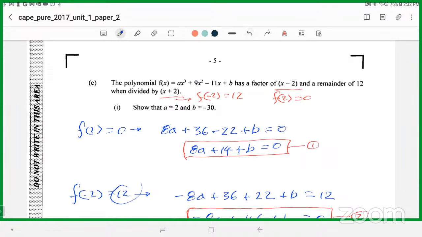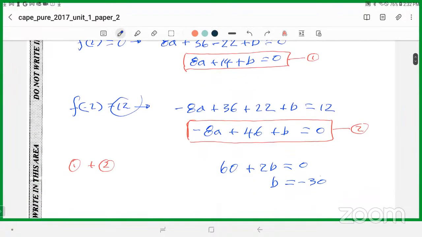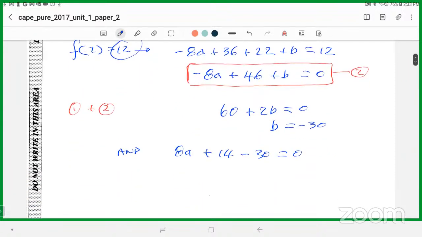And then to get the a now, I can take this negative 30 and drop it inside this equation right there for the b. So I can say 8a plus 14 minus 30 equals 0. So 14 minus 30 is how much?